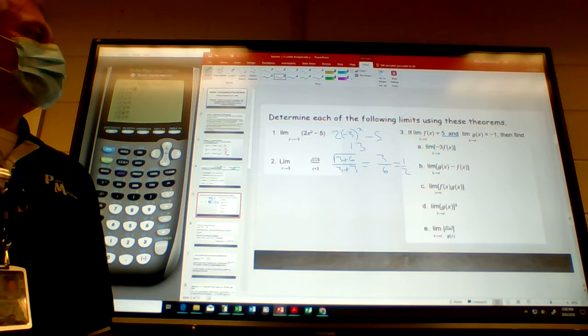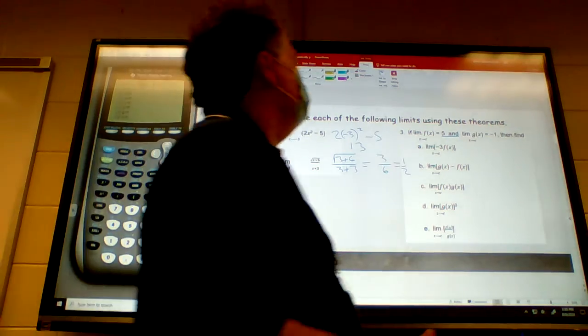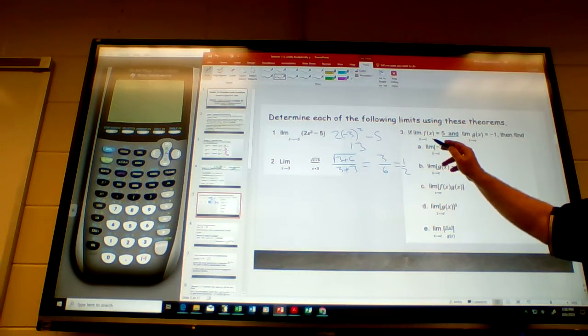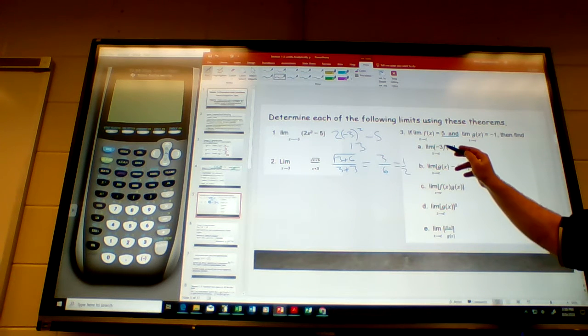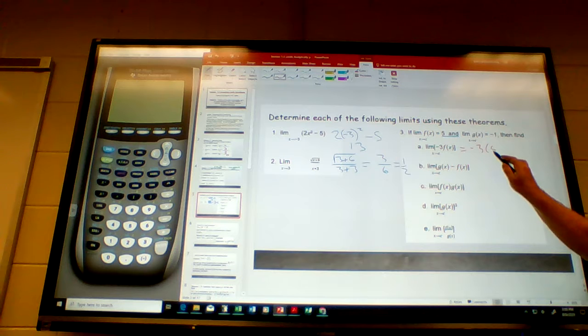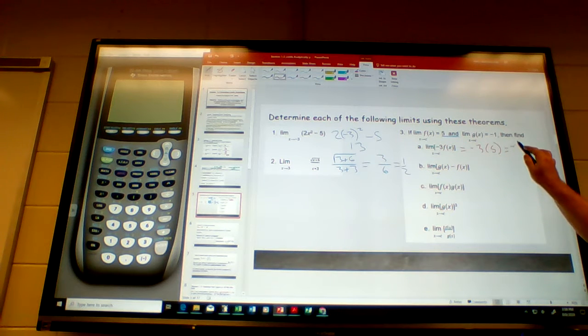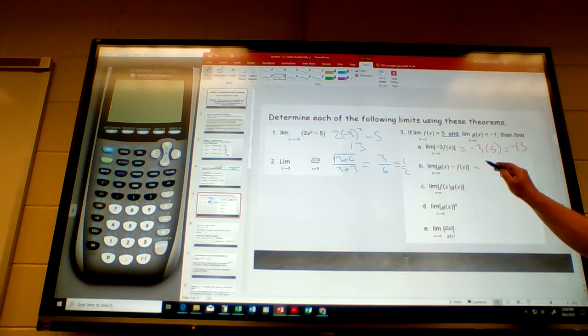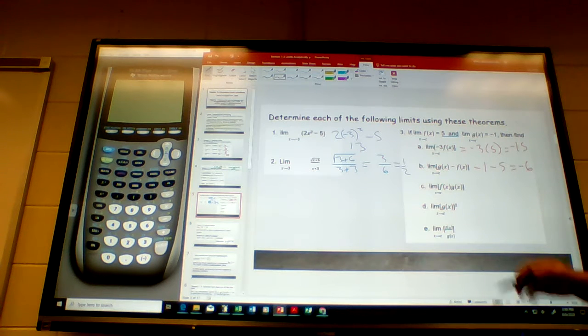Now let's apply what we have here. We know that the limit of f of x as x approaches c is going to be 5. So if I take the limit of -3 times f of x as x approaches c, that's going to be -3 times 5, which is simply -15. And the same thing goes here. The limit of g of x is -1, so I get -1 minus f of x, which is 5, which is simply -6.